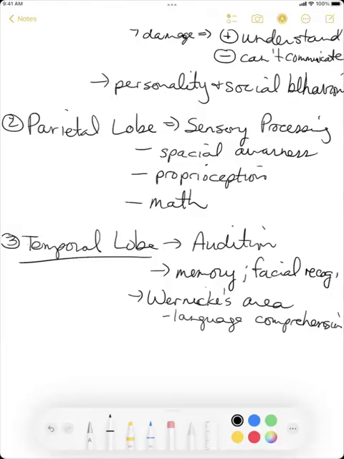So people who have damage to Wernicke's area will have issues with understanding, but they'll be able to communicate. So they'll not be able to understand language, but they'll be able to communicate. They'll be able to produce language. Their language doesn't make much sense.